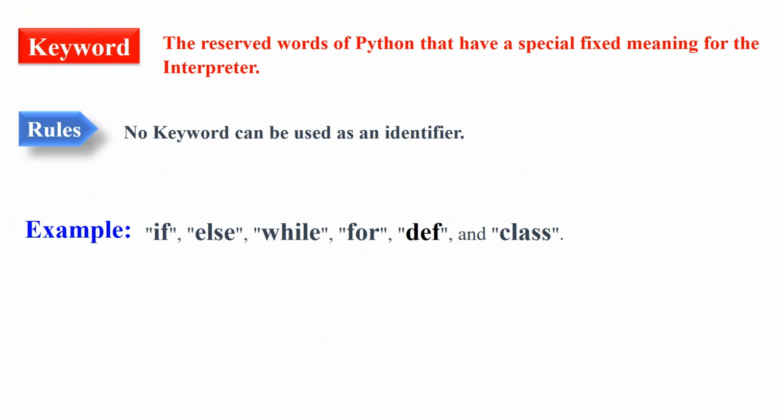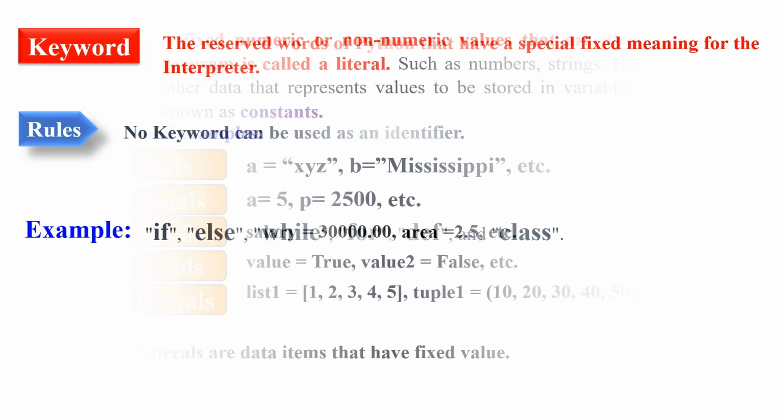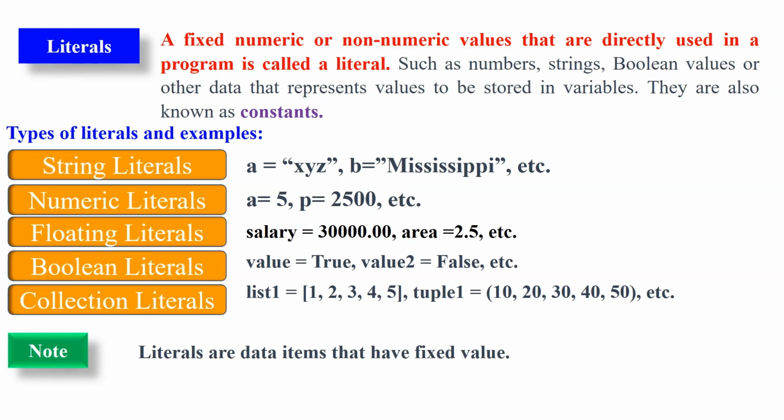The next token in Python is the keyword. Keywords are the reserved words of Python that have a special fixed meaning for the interpreter. No keyword can be used as an identifier, as keywords have specific meaning for the interpreter. For example, if, else, while, for, def and class. The next token in Python is the literal. A fixed numeric or non-numeric value that is directly used in a program is called a literal, such as numbers, strings, Boolean values, or other data that represents values to be stored in variables. They are also known as constants.